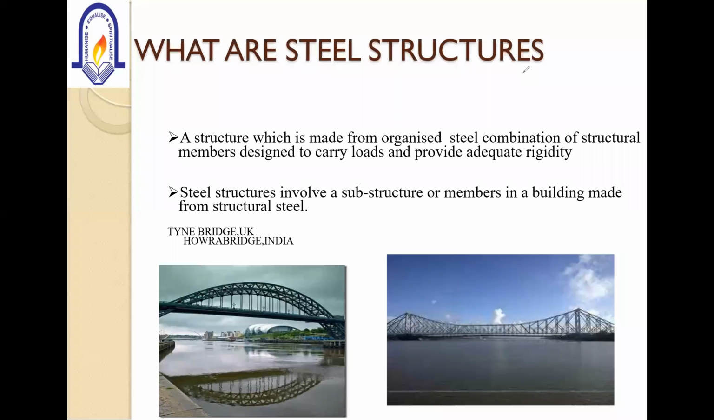Okay. And a steel structure also involves a substructure or the members in a building made from structural steel. So it also involves the different members that will be made from structural steel. As you can see here, there are two bridges that are made up of steel only. The first one is the Tyne Bridge that is situated in the UK, and the next one is the Howrah Bridge that is situated in India. So both of these bridges are made up of steel only.